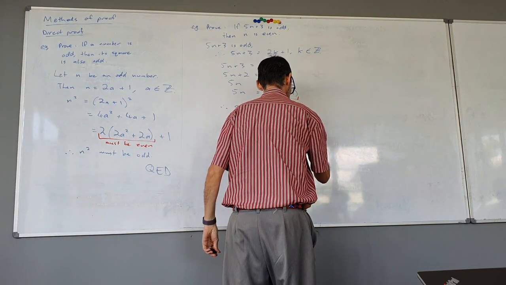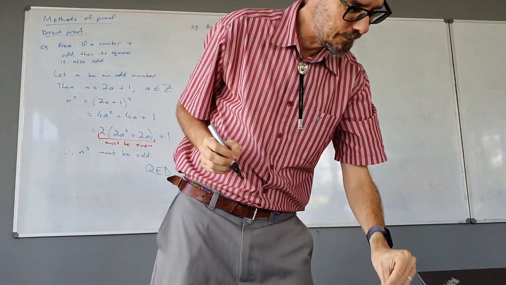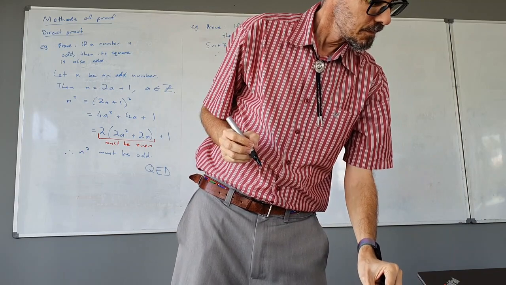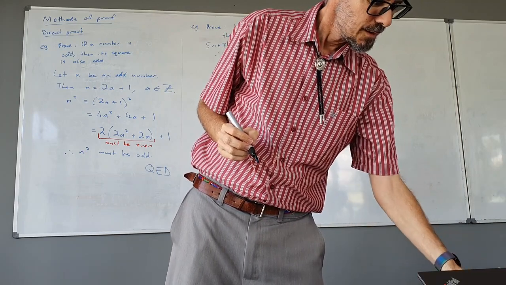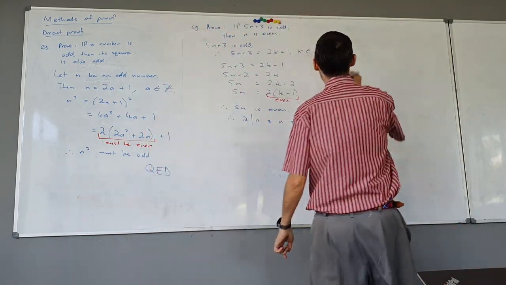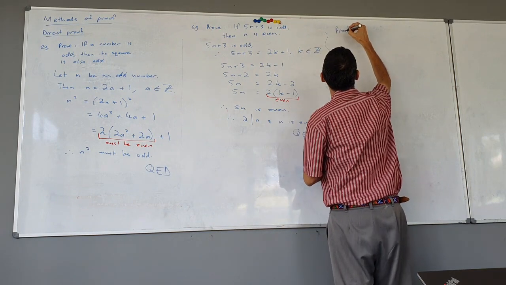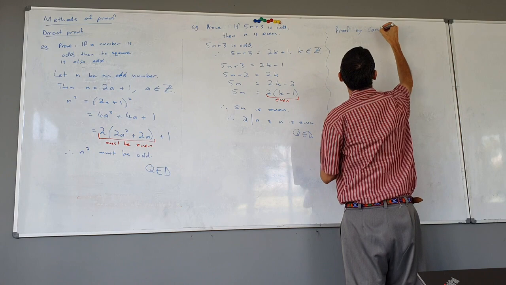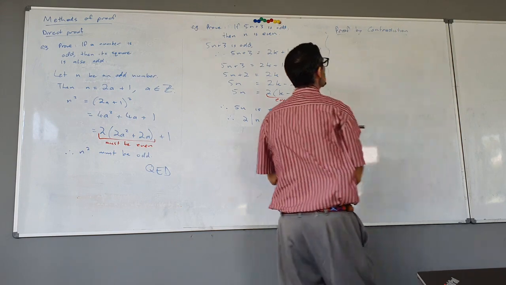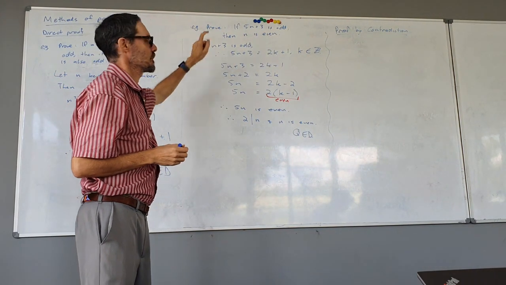There is another way to prove this. I might do them in a different order. Maybe I'll come back. No, let's do it now. Let me give you an alternative proof. Proof by contradiction. I'm going to give you another way to prove the same thing.